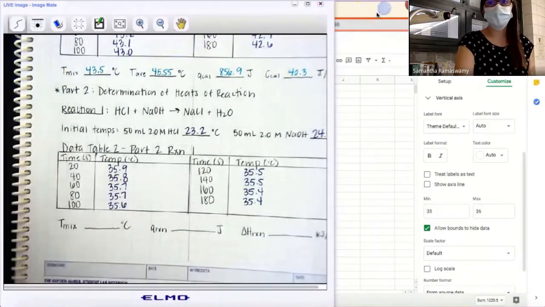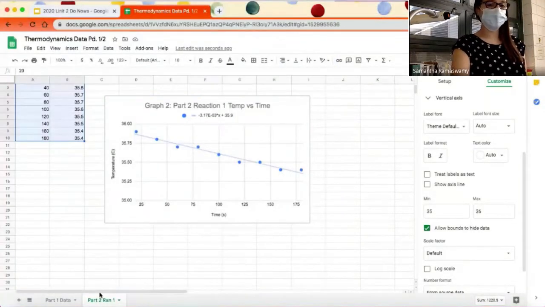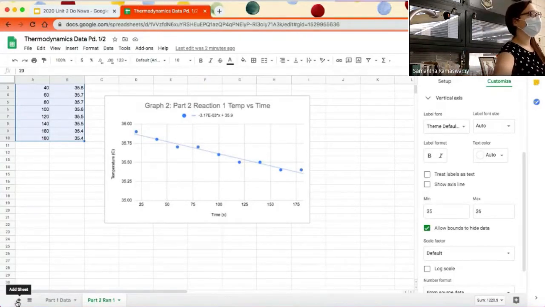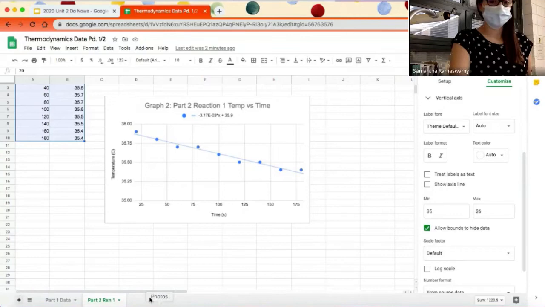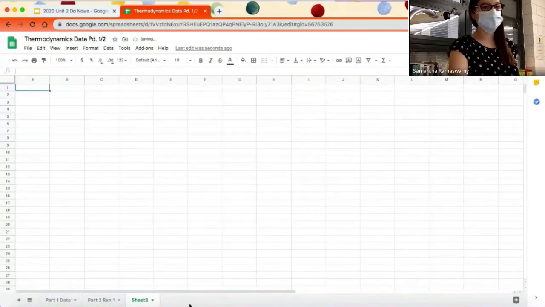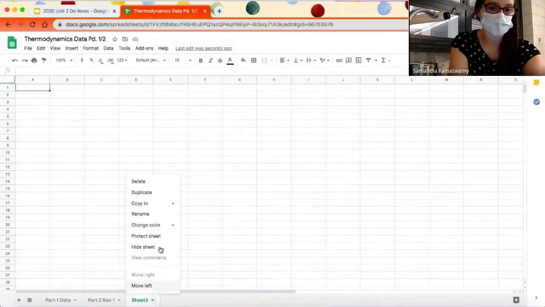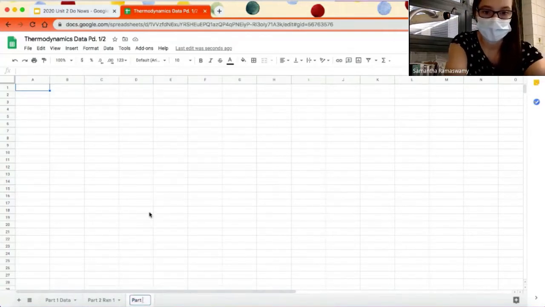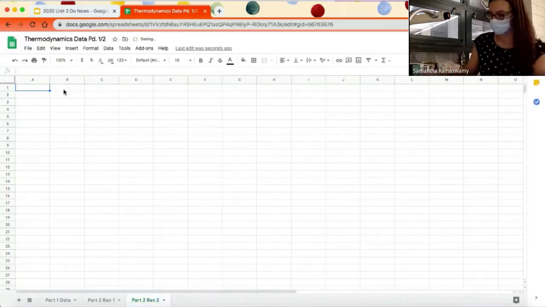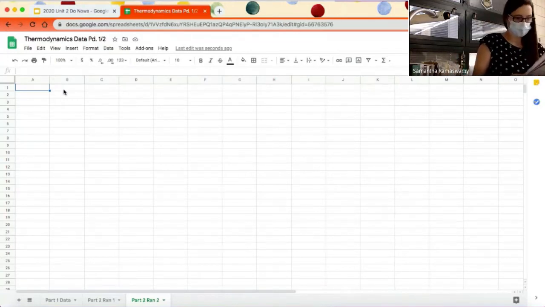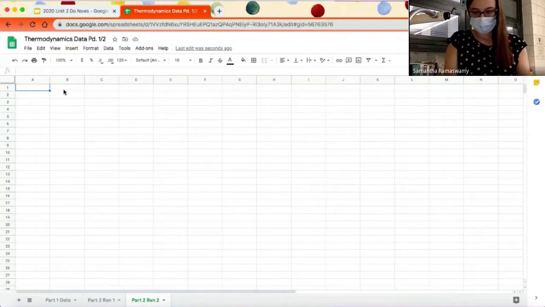So I'll go back into Google Sheets. I'm going to click the plus down in the bottom left-hand corner. So I'm just creating a new sheet within this one doc for every data table. So part 2, reaction 2, and then we'll just go through the process again. So let me flip to data table 3, which is part 2, reaction 2.